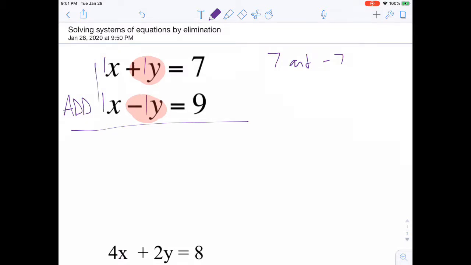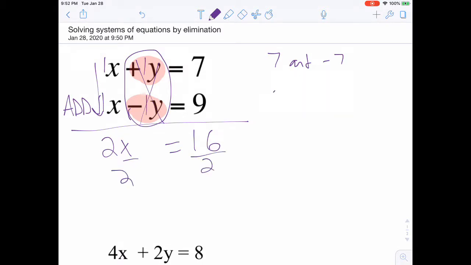So if I add downwards here, 1x plus 1x is 2x. 1y plus -1y is 0. They cancel out. And 7 plus 9 is 16. Okay, if I did this correctly, I should end up with a one-step equation, which I do. So here I would divide by 2, divide by 2, and I get x equals 8.